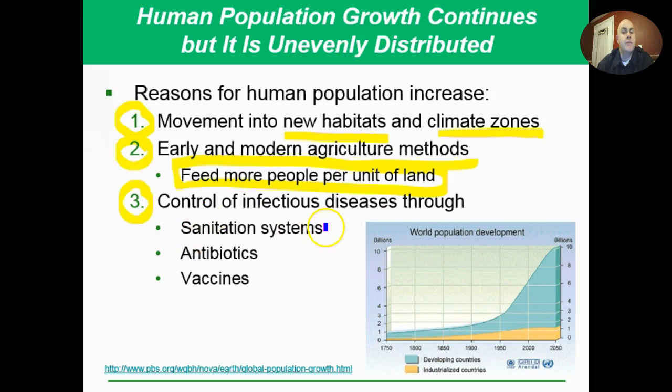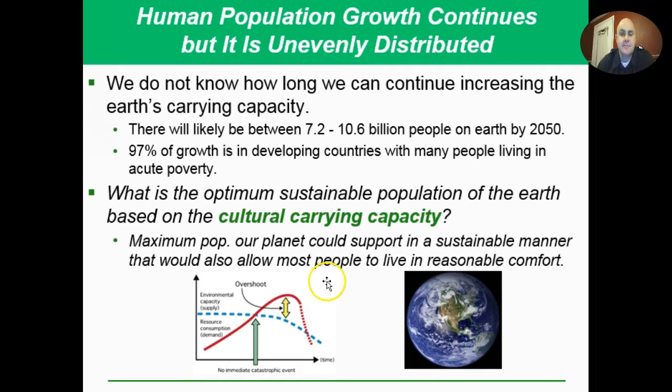And then we've learned to control infectious disease, or we've handled our health issues through better sanitation and antibiotics and vaccines that have got children to live longer and not die, and all kinds of things like that that have helped the population out significantly, or helped it grow significantly.